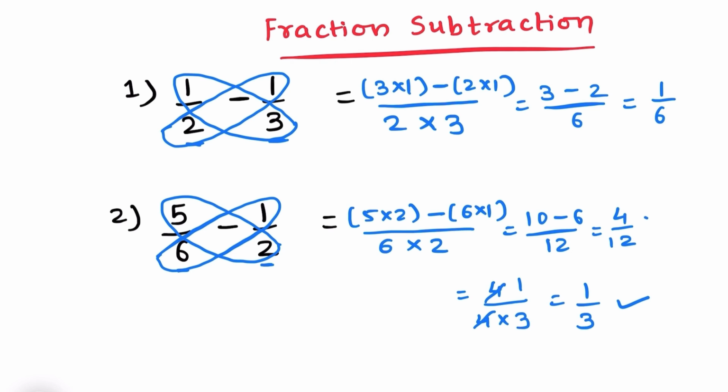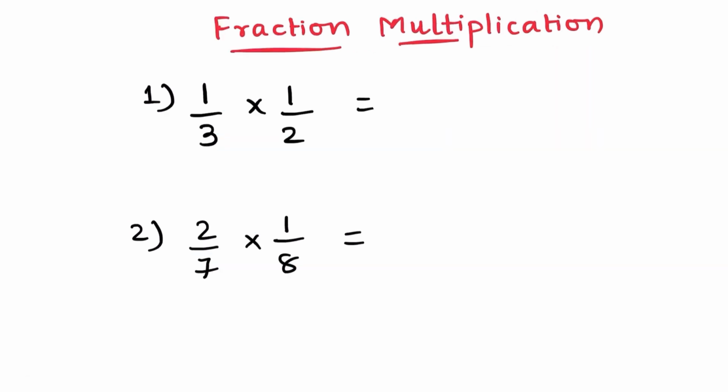Simple, right? Now let's move to our next topic, which is fraction multiplication. Fraction multiplication, it's so easy. You just need to multiply denominator with denominator and numerator with numerator. So here in first example, we will multiply 3 and 2, and in the numerator we will multiply 1 with 1. So we got our answer 1 by 6.